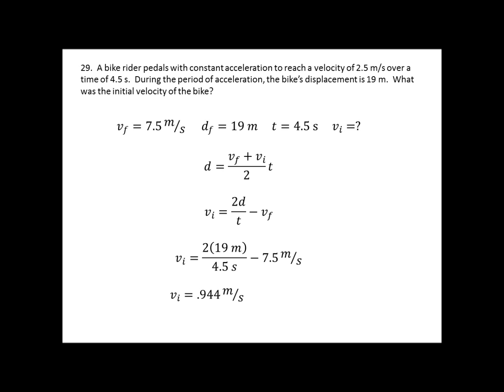Now again, looking at my numbers that they give me, I see 2 sig figs in all 3 numbers. 2.5, 4.5, and 19 all have 2 sig figs. So my answer's only going to have 2 sig figs in it also. It looks like I got a typo up in my sentence, but oh well. So my final answer is 0.94 meters per second.